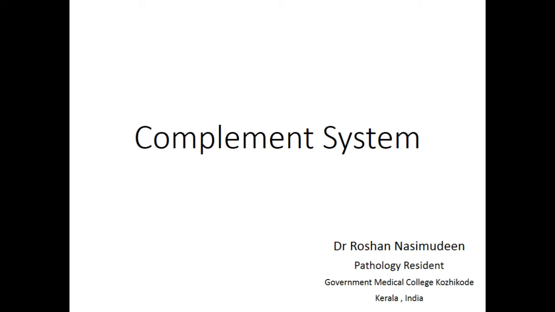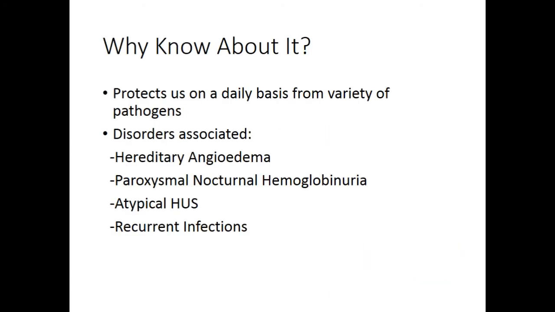So, why should we know about it? This is a system that is protecting us on a daily basis from a variety of pathogens, and there are many disorders associated with either the hyperfunctioning or the hypofunctioning of the system. A few examples being hereditary angioedema, PNH, atypical HUS, and recurrent infections, of course. We'll come to some of them later.